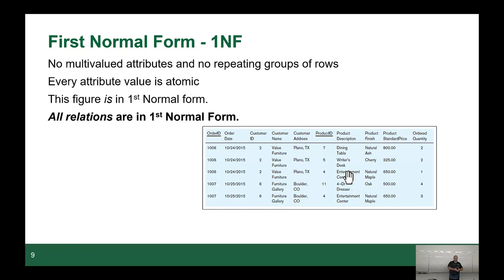Now, the definition of first normal form, to be completely clear, is there's no multi-valued attributes and there's no repeating groups of rows. So we eliminated those. Keep your hand up. I just want to finish the slide. Okay. And every attribute value is atomic. In other words, each intersection of a row and a column has only a single value in it. That is what it means being atomic. Now, this figure is officially in first normal form. We have a candidate key. We have no multi-valued attributes, no repeating groups of rows. Each value is atomic. Therefore, it's a relation.